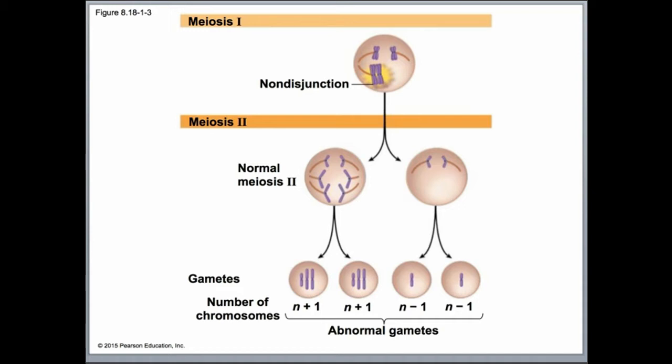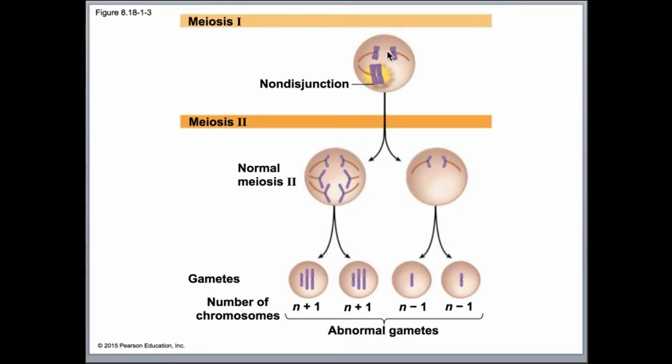So here's a picture of non-disjunction happening in meiosis 1. So remember, one of each chromosome in a homologous pair are supposed to go to daughter cells. But what if the homologous pairs don't separate during anaphase of meiosis 1? What happens? So now you can see this diagram from your textbook shows what happens.